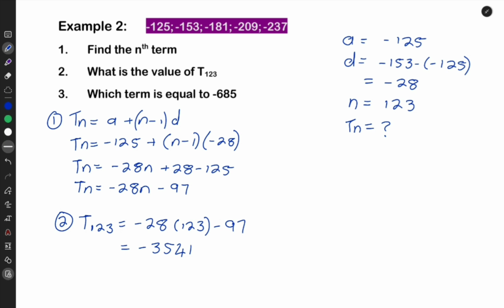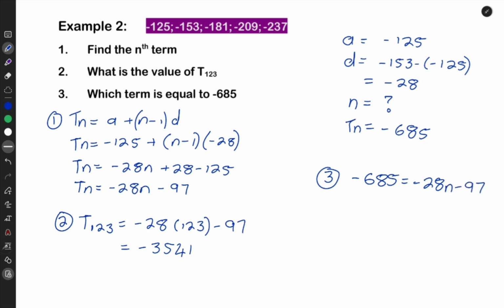Question 3, they are now swapping it. And they are giving me the value, but they are asking me the position. So in this case, if I just update my list up there, I don't know what n is, but I know the value would be minus 685. So I'm going to start again with my nth term, but in this case, I'm going to fill in the left-hand side. I know this is minus 685. That would be equal to minus 28n minus 97. I want to work out n in this case, and I'm just going to add the 97.